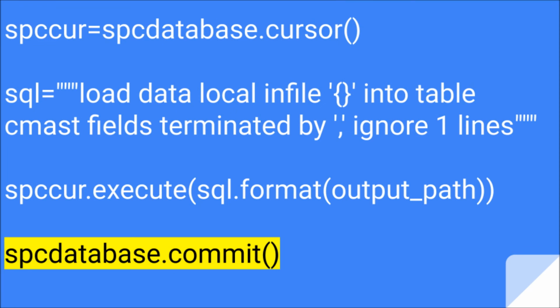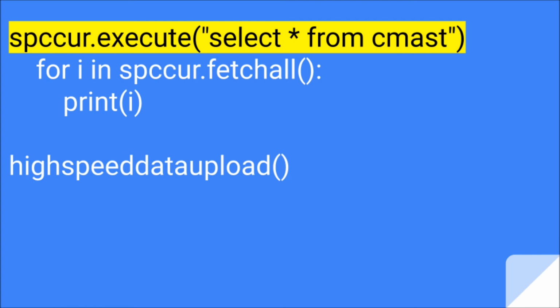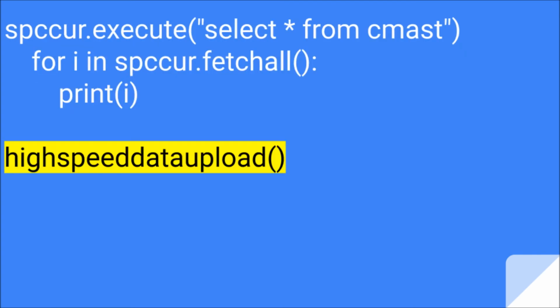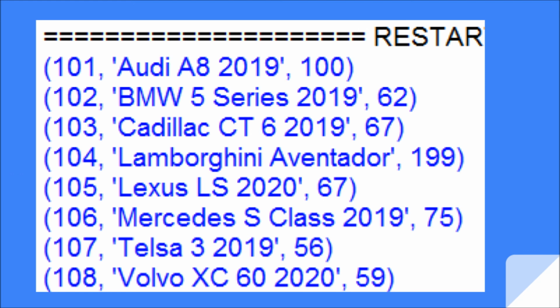The connection object SPC database calls the method commit. Commit is used at the end of a transaction to make all changes permanent, such as writing in the table. Since the records are written in the table CMust, we can go and check it now. This is just the function call. This is the output. It is showing that all the records are uploaded in the table CMust.